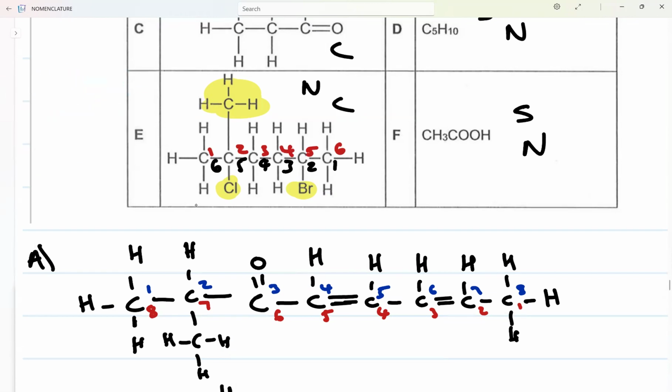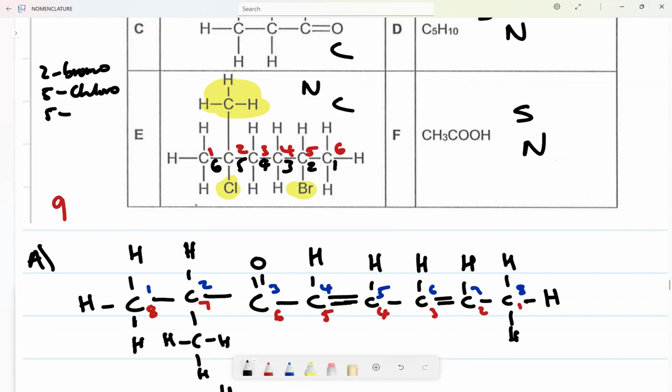Let's see the black one, the total is how much? The black one is going to be 1, 2. I have 2 bromo, 1, 2, 3, 4. Number 5, I have 5 chloro, also 5 methyl. So the total in here is 12. So it means I'm going to count from the red because it gives me less.